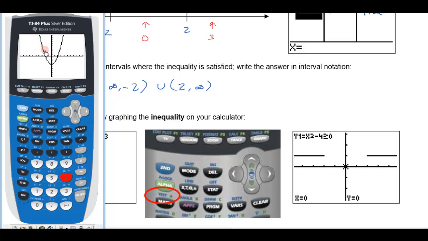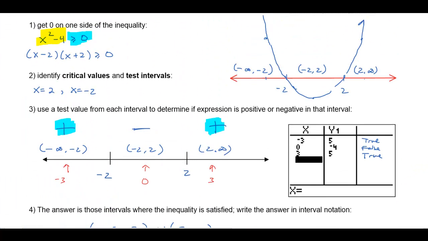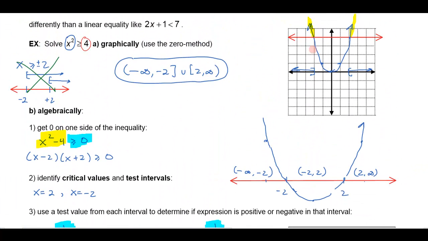Well, it's greater than or equal to 0 here, which corresponds to these x values to the left of negative 2. And it's greater than or equal to 0 here, that corresponds to these x values to the right of 2. So this is the exact counterpart of the graph that we had up here originally, and we just moved that graph down onto the x-axis by subtracting 4 from both sides.